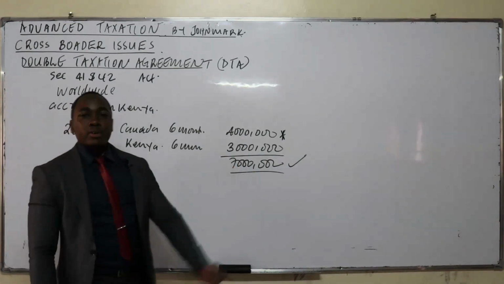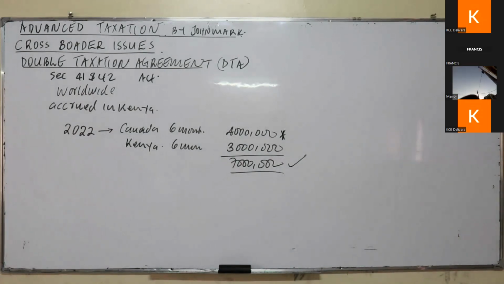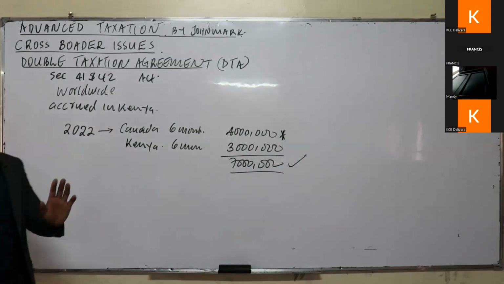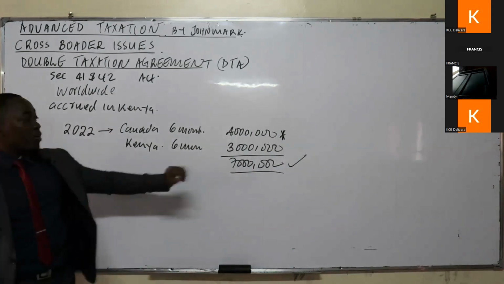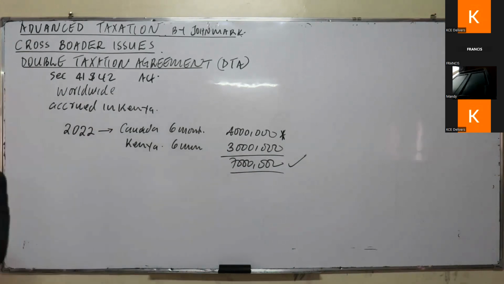What about in the case of a non-resident? Take a Canadian citizen relocated to Kenya, and during that financial year, he was in Kenya for only 6 months, in which he earned an equivalent of 3 million. How much will be assessed? Only 3 million. Good.